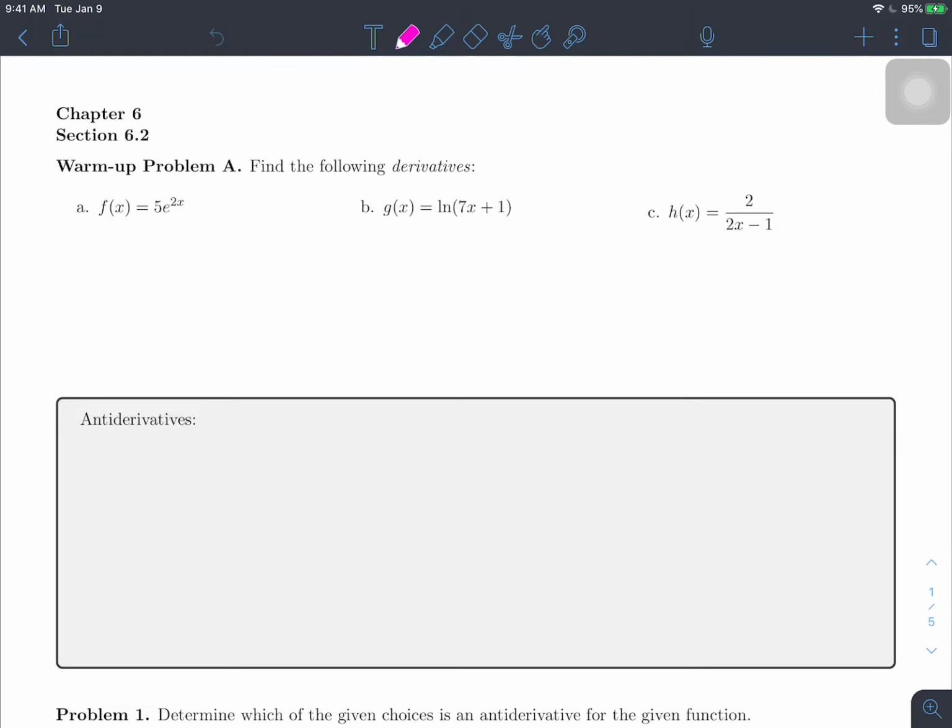So if you're at home, take a minute to pause the video. If you're in person, take a couple minutes in person. Try out these warm-up problems. You just have to do these derivatives here. And then we're going to continue on with our conversation about computing areas under curves.